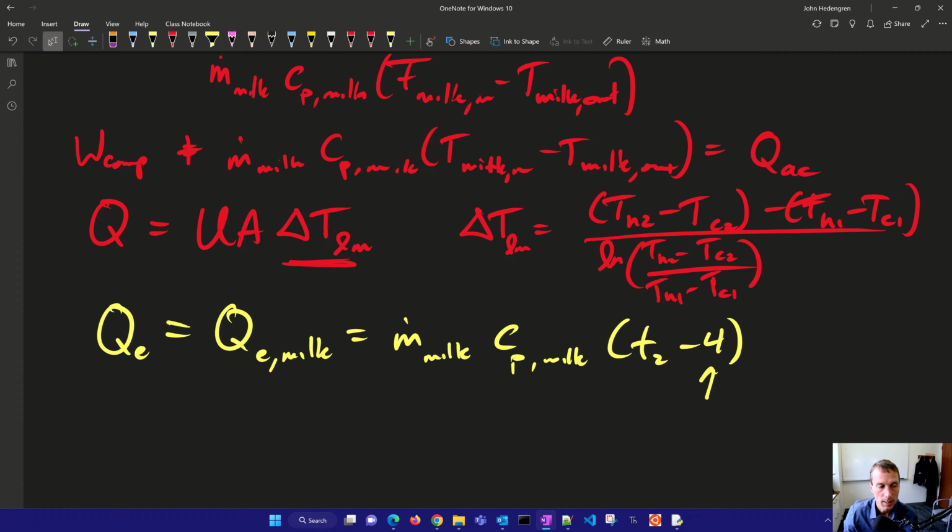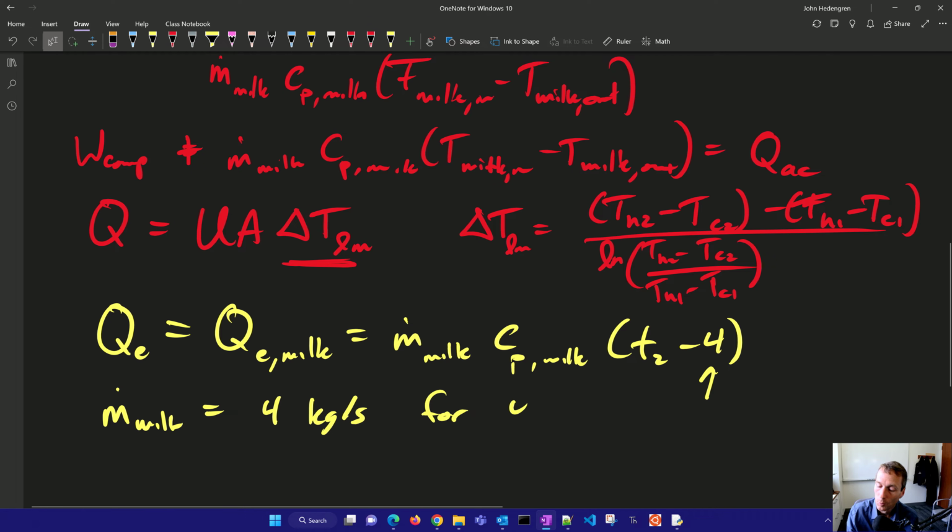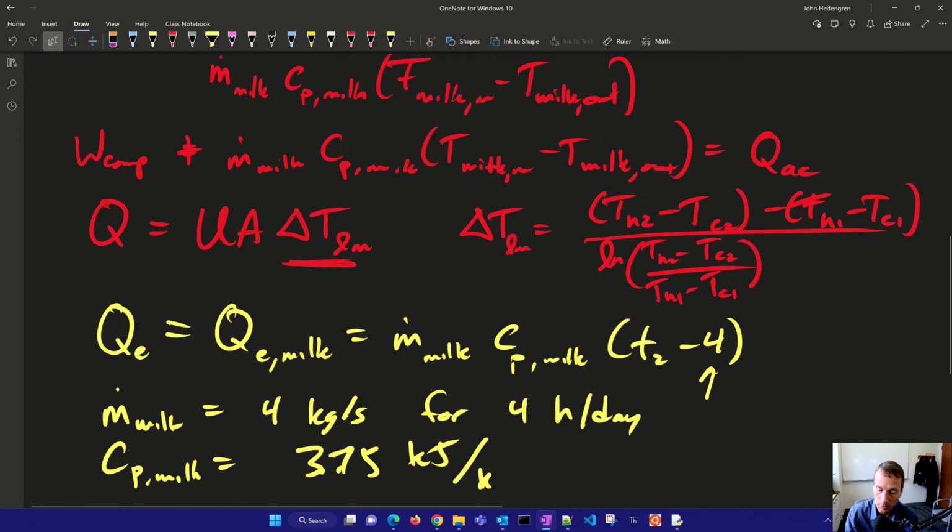Now, we have some data as well. The flow rate of the milk is going to be equal to 4 kilograms per second for 4 hours per day. That's our flow rate. We're going to only operate for 4 hours a day. The specific heat for the milk, the heat capacity, is going to be 3.75, in kilojoules per kilogram degrees Celsius.